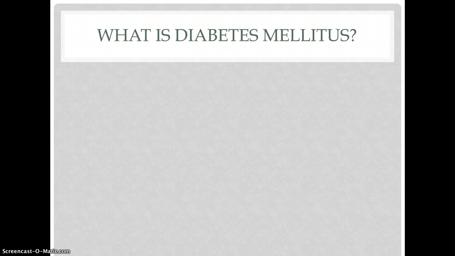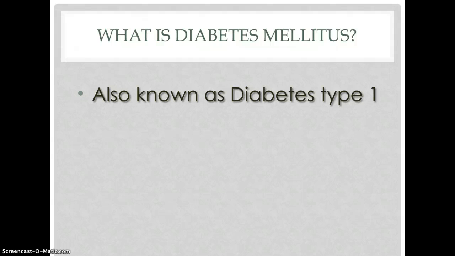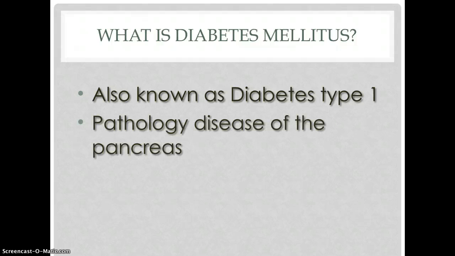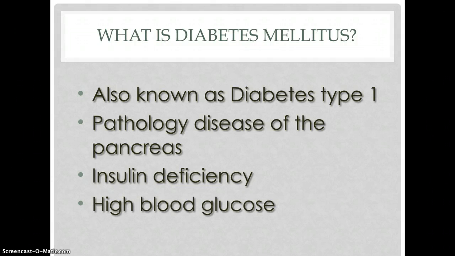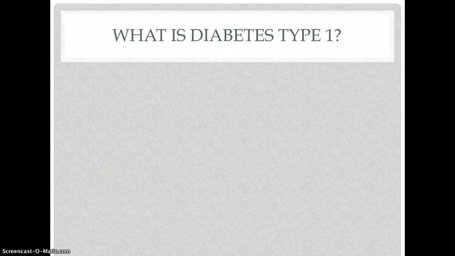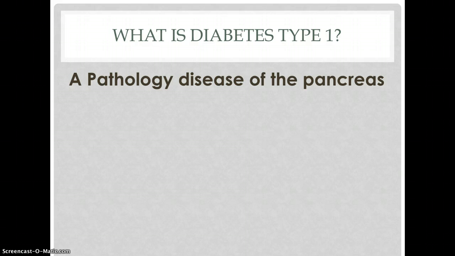So what is diabetes mellitus? It is also known as diabetes type 1. It is a pathology disease of the pancreas, which causes insulin deficiency, and in this, it causes high blood glucose, or sugar in the bloodstream. So, diabetes type 1, a pathology disease of the pancreas that affects the beta cells.